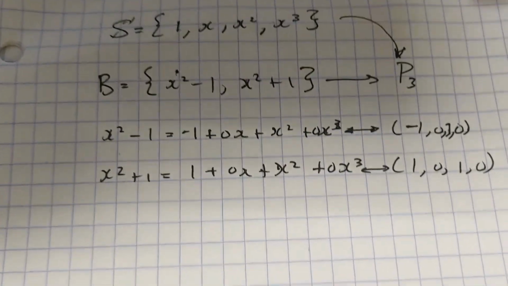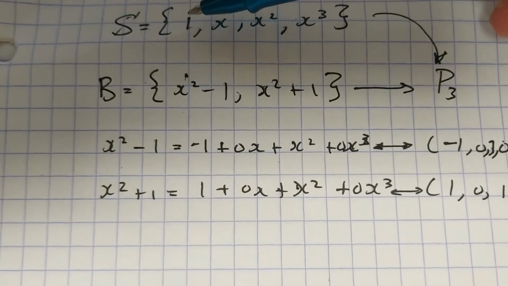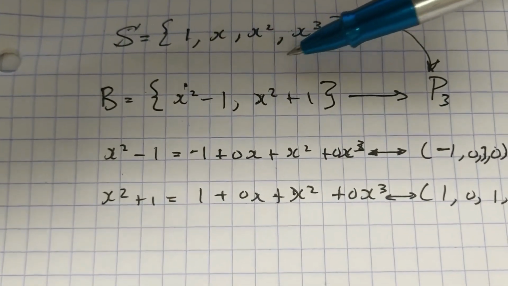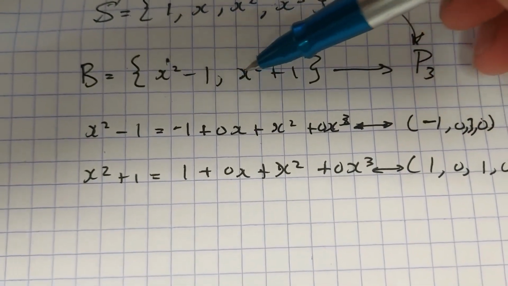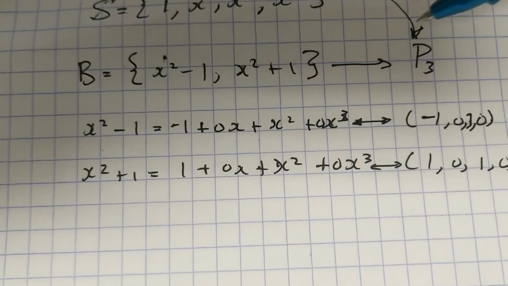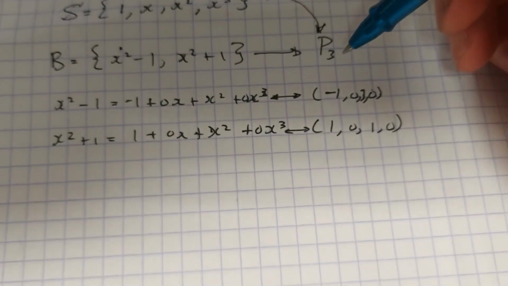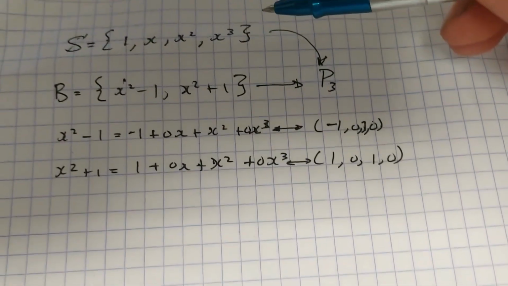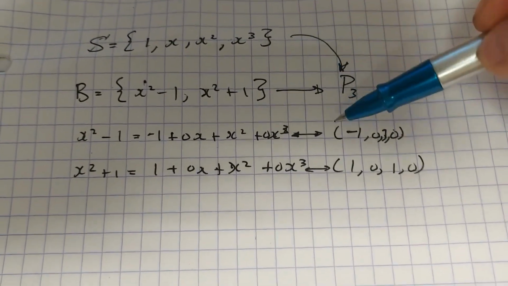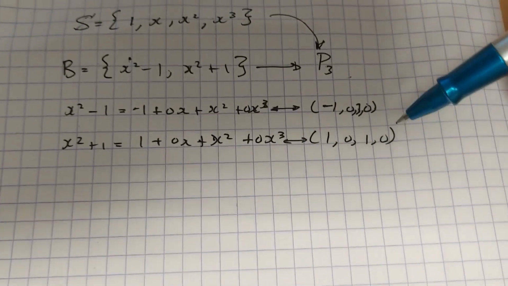Okay, so in this problem, the standard basis for P3, the polynomials of degree 3, is 1, x, x squared, and x cubed. Our given basis is x squared minus 1 and x squared plus 1. So we want to determine if this is enough to span P3, which is really four-dimensional with this basis. And if not, then we need to extend it to P3. So that's the goal for this problem.